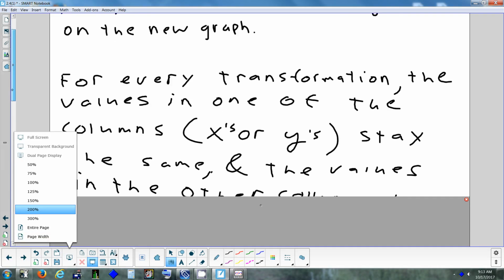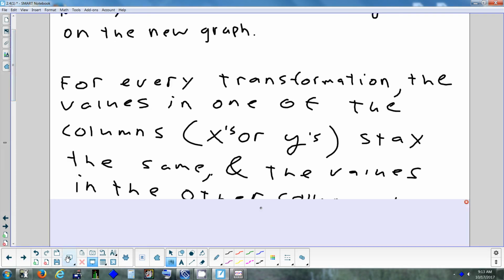So, because we're only doing one transformation at a time, only one column is going to change in that table. Either you're going to do something that affects the x values, or you're going to do something that affects the y values, but not both. Okay, it's going to be one or the other. Okay, so for every transformation we do, the values in one column will stay the same. The values in the other column will change.